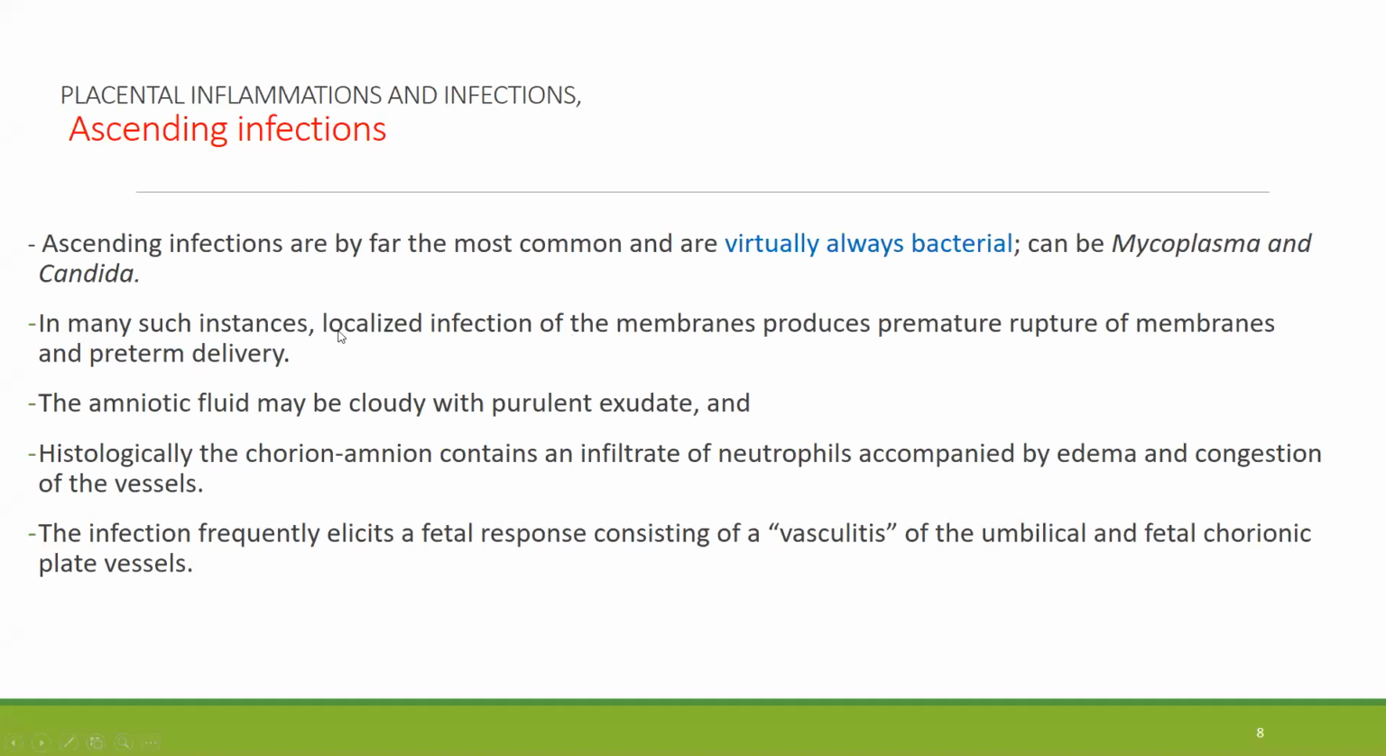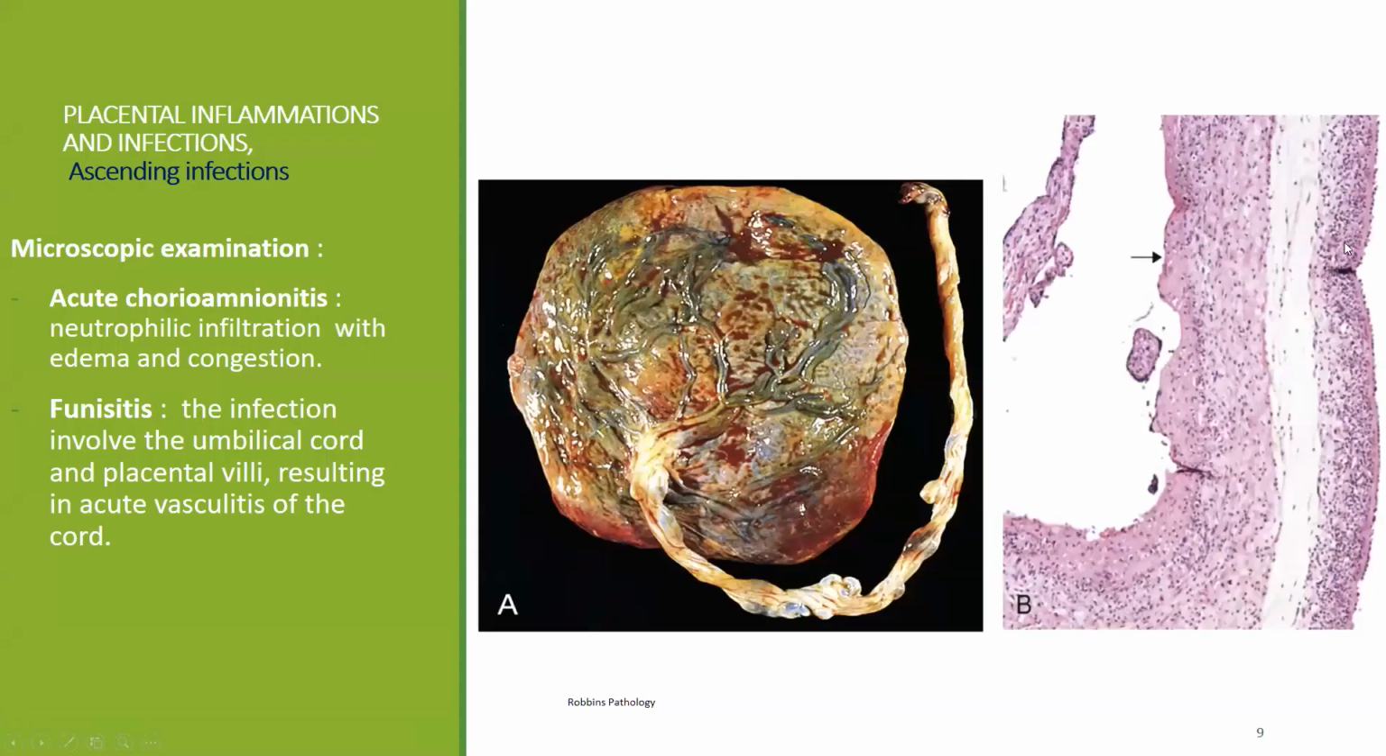If we have ascending inflammation, the amniotic fluid would be a purulent exudate. The color is not clear; we lose the clear color and see it cloudy with purulent exudate. In chorioamnionitis, the most important finding is that the chorion and amnion are infiltrated by a lot of neutrophils.